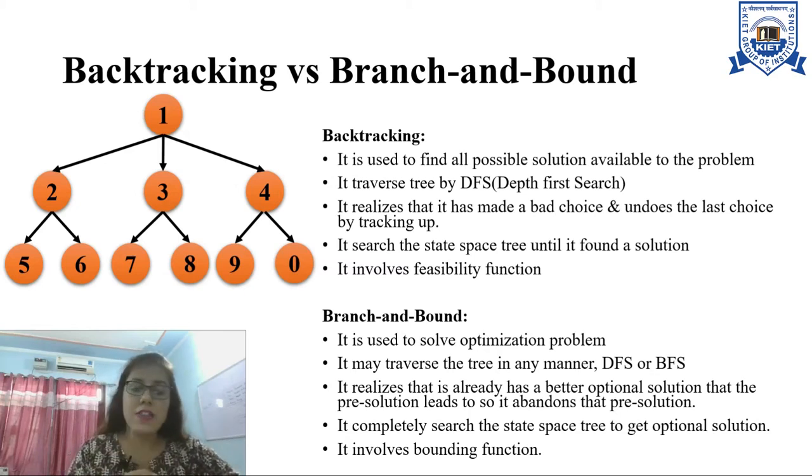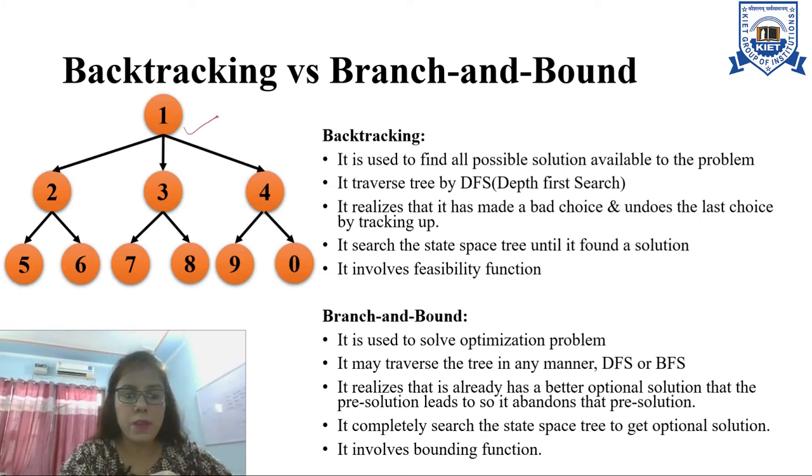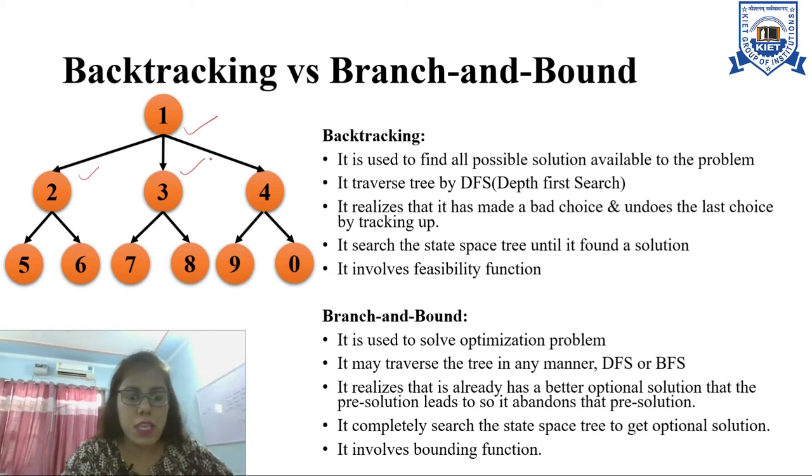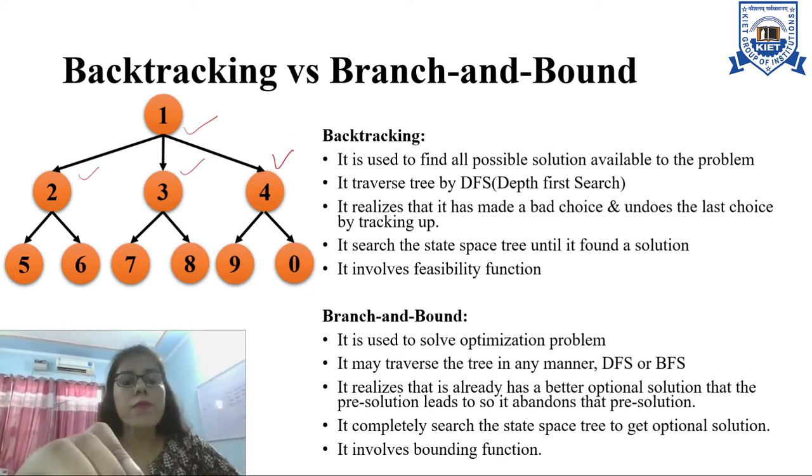Next, in branch and bound, we travel in both breadth first search and depth first search manner. What's the basic approach? We go level by level, but within a level, we choose the node which is going to give us the optimal solution, and we explore that node first. Say we have 1 as the root node. We start with 1 and explore 2, 3, 4, all the children of 1.